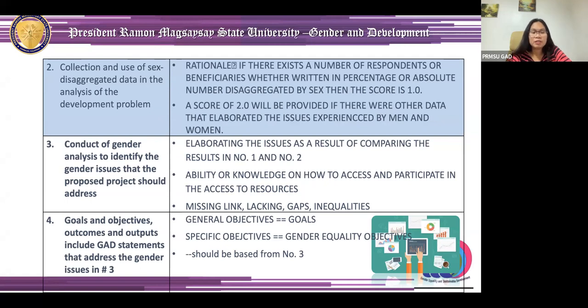Okay, next po, goals and objectives. Dapat sa goals and objectives natin, it's explicitly stated. Kung meron tayong gender objective, dapat nakalagay din po sa ating mga extension proposals.